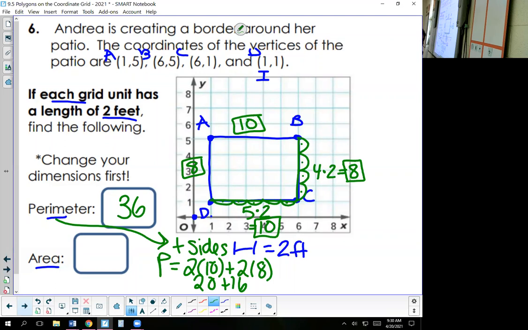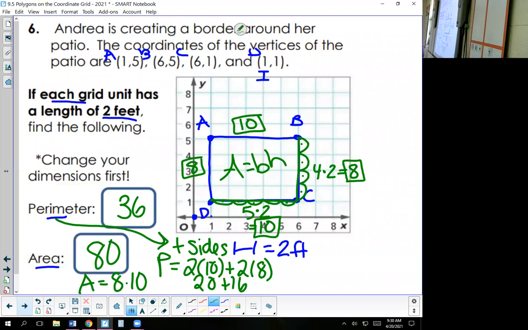Okay, area. This is a rectangle, so not half, right? So I would just do base times height, right? Okay, so what's my base of this doodad right here? We got an 8 and a 10. So area is 8 times 10, so 80. That's all you have to show me. Show me what you're multiplying. Don't cut it in half because it is not half of that.